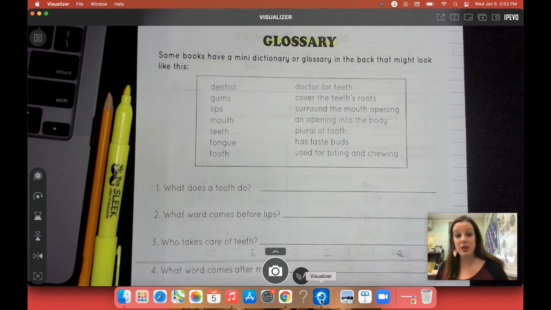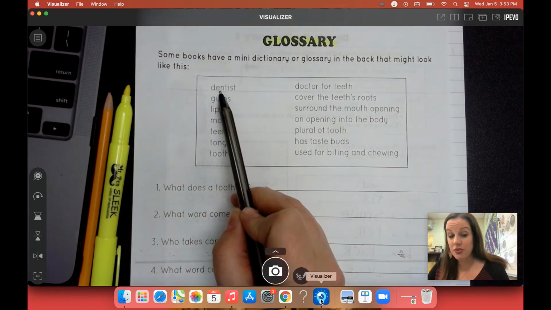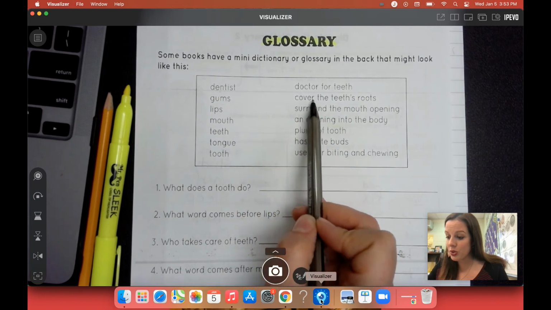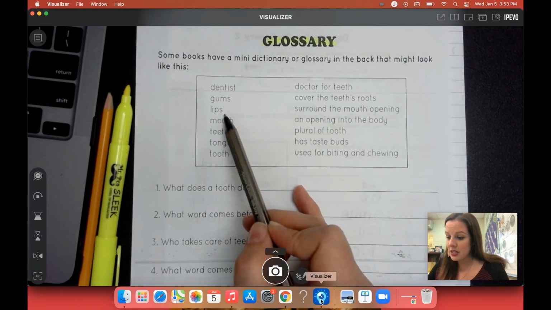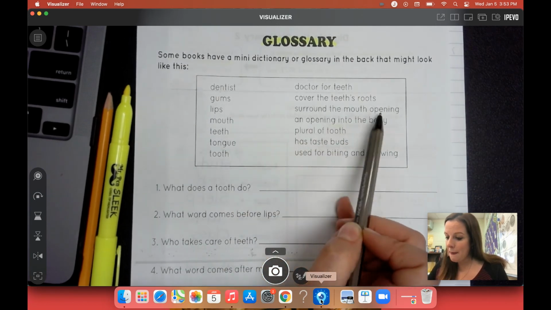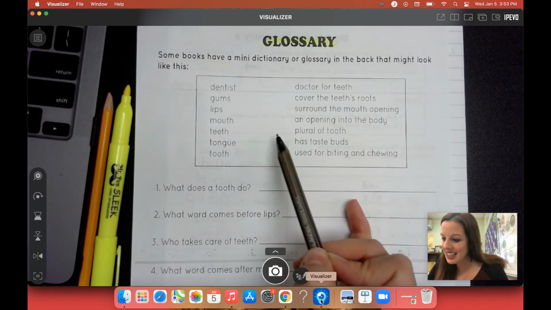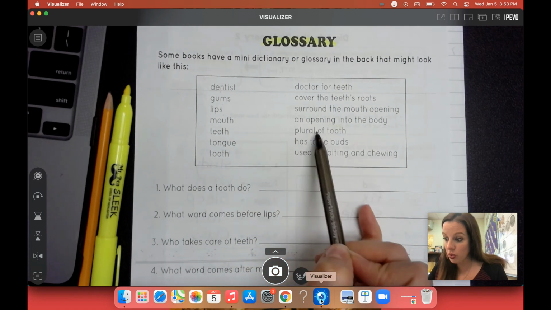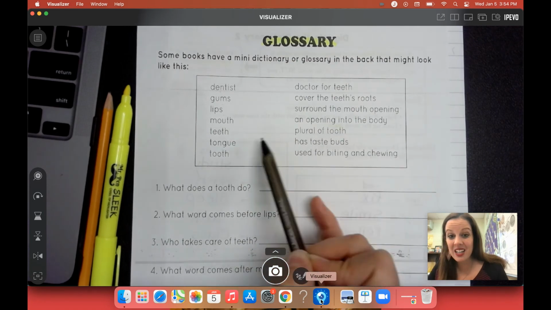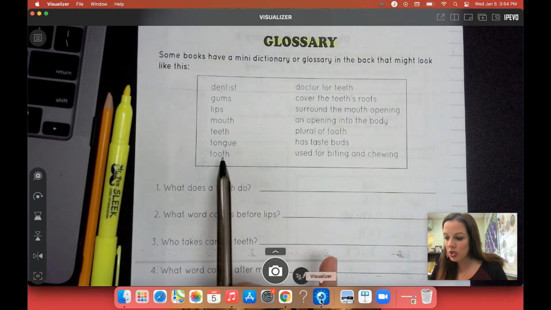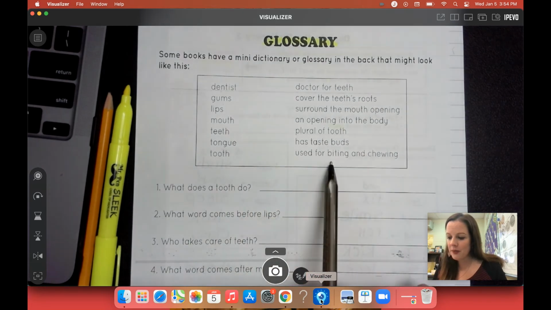You've seen a glossary before many times. Dentist, a doctor for your teeth. Gums, to cover the teeth's roots. Lips, to surround the mouth opening. Mouth, an opening into the body. Teeth, plural of tooth. Tongue, has taste buds. Tooth, used for biting and chewing.